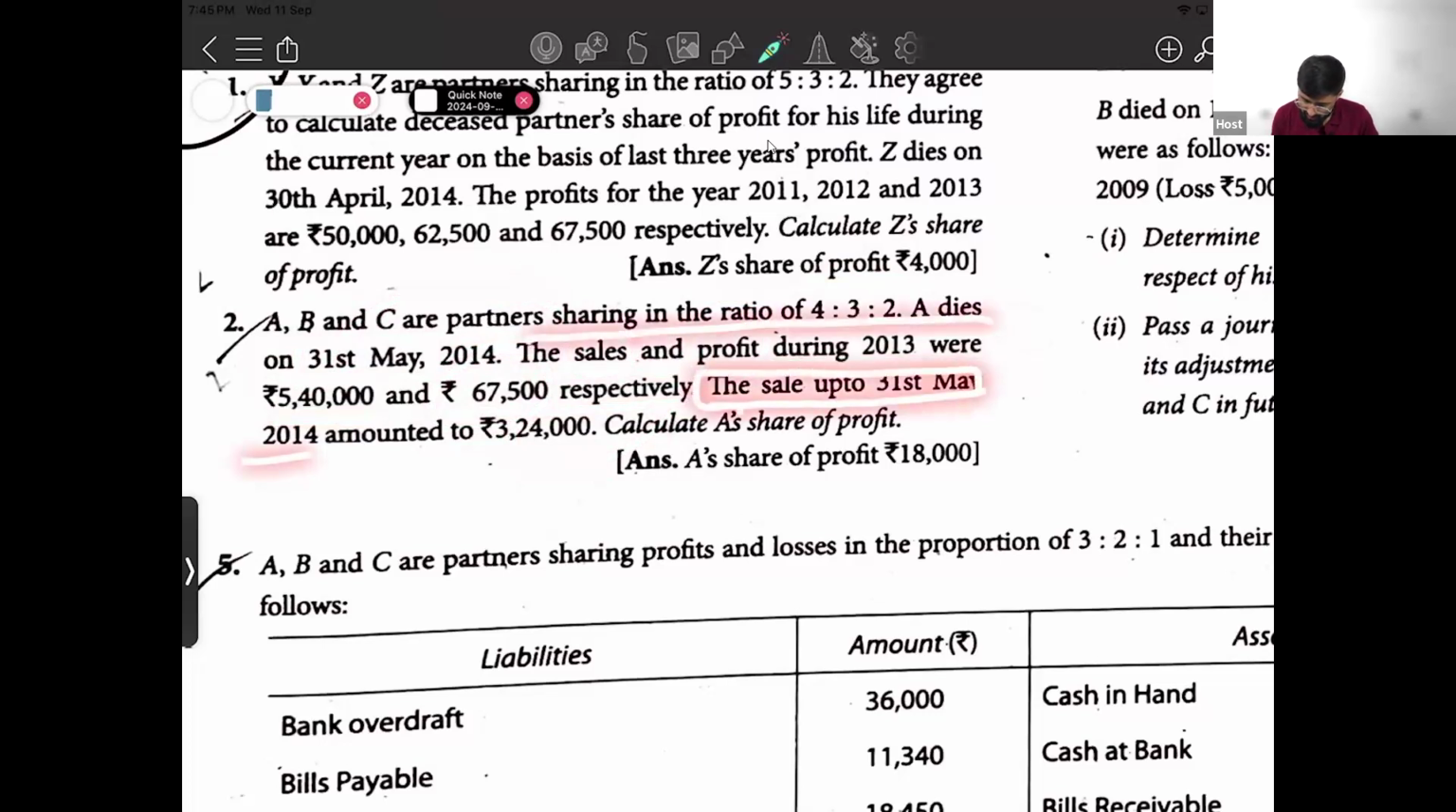This is the previous year information, 2013 information. So the current year information: the sales up to 31st May 2014 amounted to 3,24,000. Calculate A's share of profit. A's share of profit is very simple. This is a different concept, but very easy. Let's try to solve this.